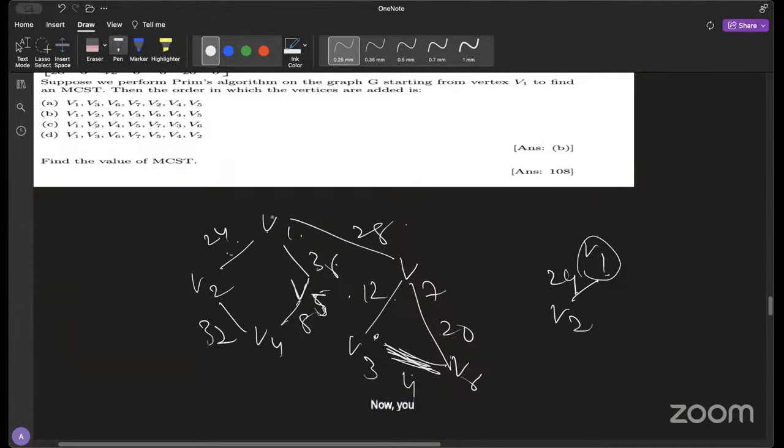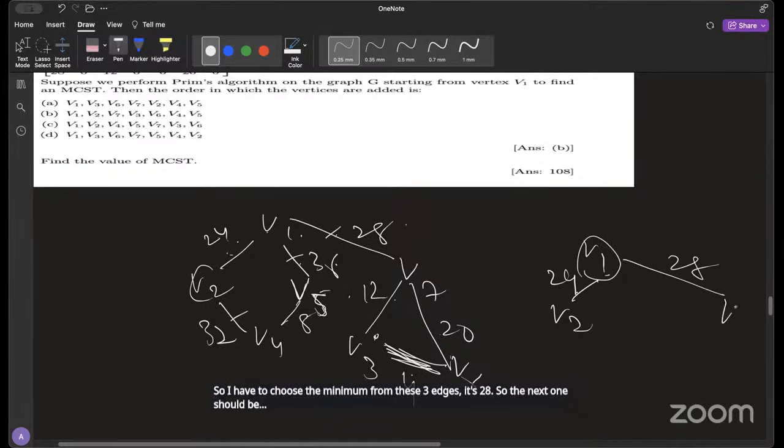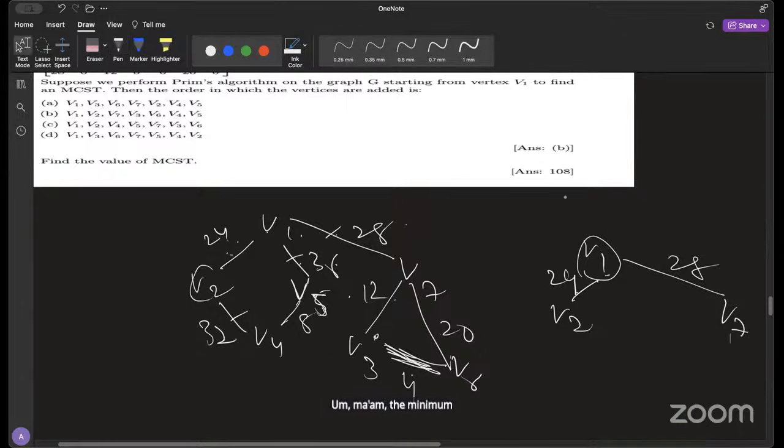Now you have this thing. The unlocked edges are this one, and because you have this vertex done, it's this one. So you have to choose the minimum from these 3 edges. It's 28. So the next one should be 28 and V7. And because we have to keep track of the minimum edge, like the minimum edge is 24, right? V1 to V2, 24. That's why we drew this edge first.